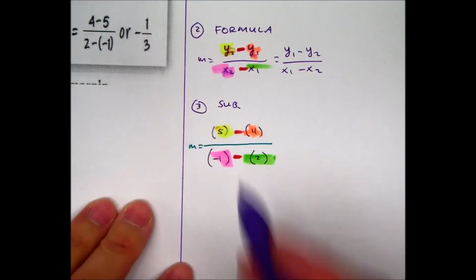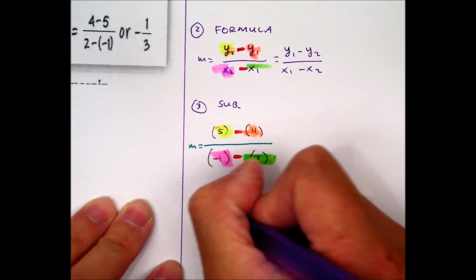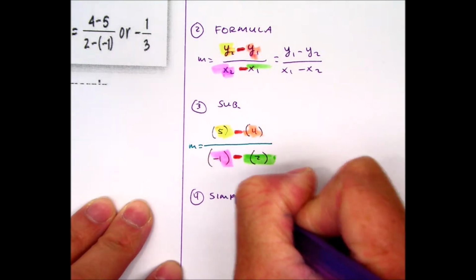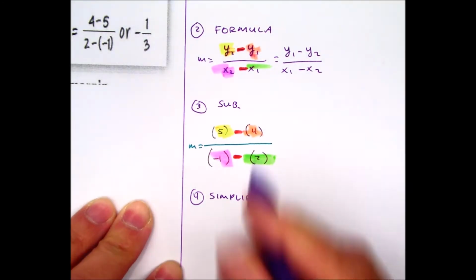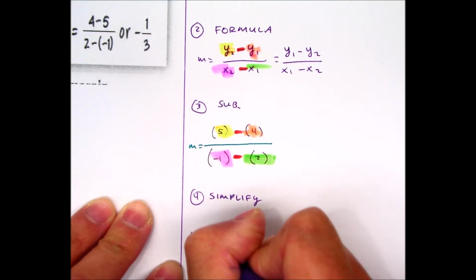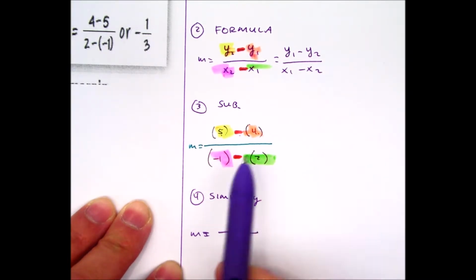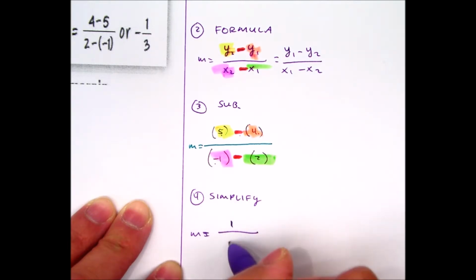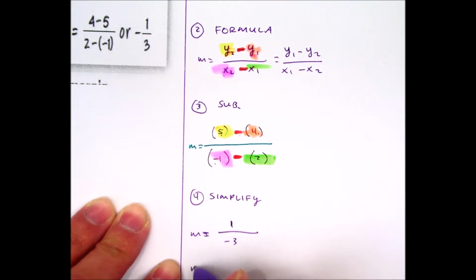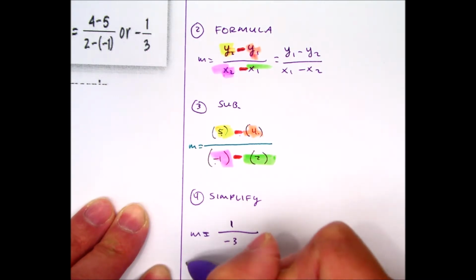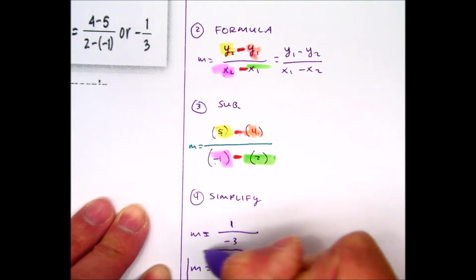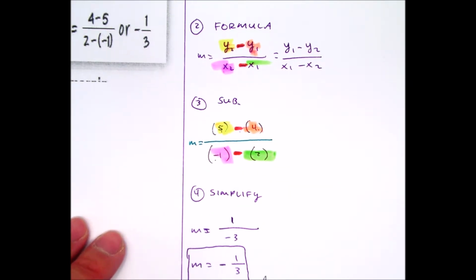And then the last thing I'm going to do here is simplify. So this is 5 minus 4, which is 1. This is -1 minus 2, so that's a -3. Because 1 is positive, positive divided by negative is a negative. This expression is negative. The slope is negative. So my answer is -1/3. Raise your hand if you got that.